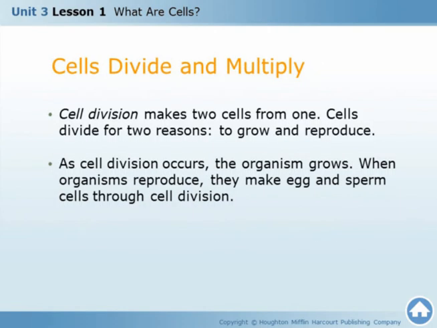Now we're going into cell division, cells dividing and multiplying, and why they do this. One goes to make 2, and from there they grow and grow. One reason they do it is to grow so that you can grow and change, and the other is to reproduce.